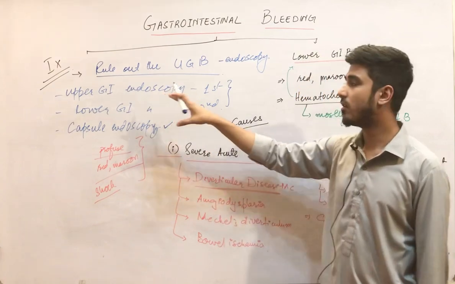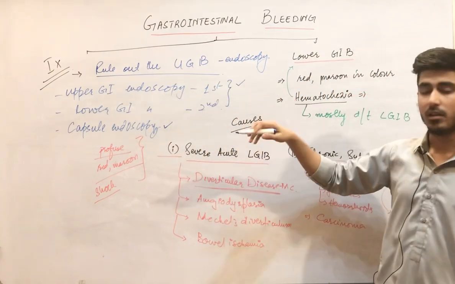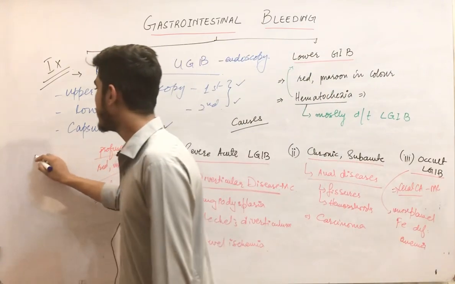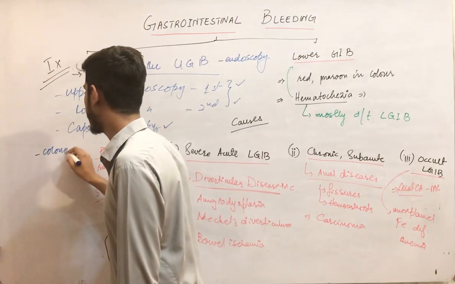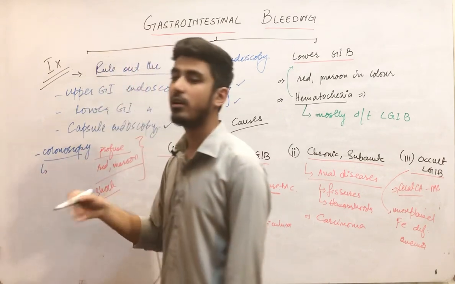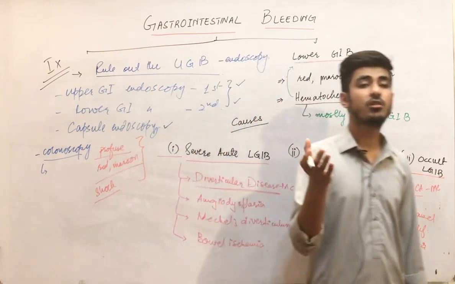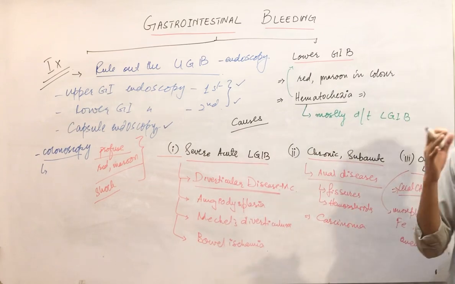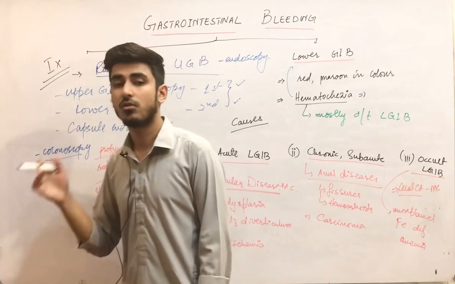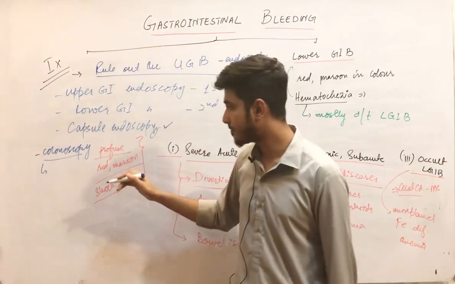So when you are not finding anything in the upper and lower GI endoscopy, then you will do the capsule endoscopy. Then obviously you have to do the colonoscopy. Why are you doing colonoscopy? In order to rule out diverticular disease, colorectal carcinoma, ulcerative colitis, and Crohn's disease. So you have to do the colonoscopy also in these patients.